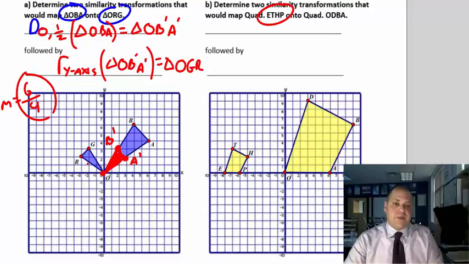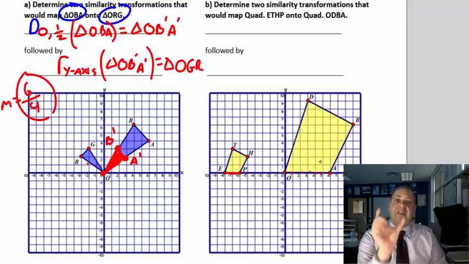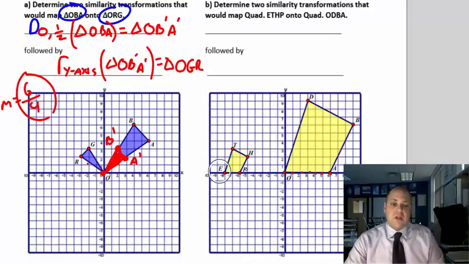This one here looks like it dilated. Now we're going from ETHP to ODBA, so we're going from the little guy to the big guy. We're starting with the little guy. Looks like we dilated. What do we dilate by? Well, let's see. E to P is 2 units, and then it's 1, 2, 3, 4, 5, 6 units. So it went 2 units to 6 units. That's a dilation of 3. All right. Let's just dilate about this point here. It's easier because it's kind of going in that direction. So we'll start with E. So we'll dilate from point E, and we'll dilate 3 units.